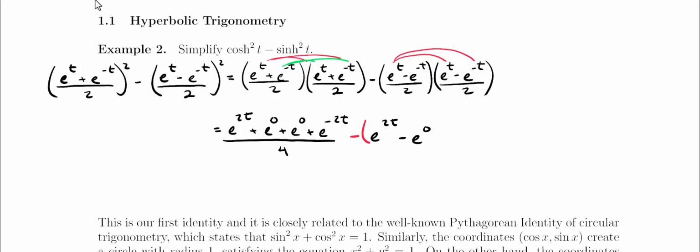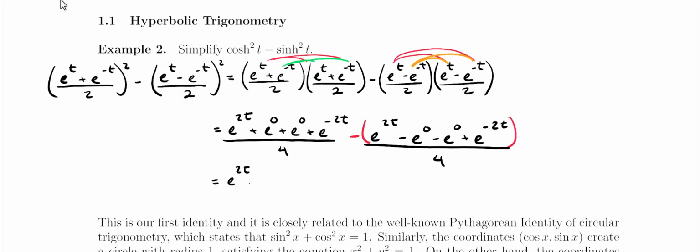multiplication. Now we have a negative e to the negative t times an e to the t, which is giving us another e to the 0. And lastly, negative e to the negative t times e to the negative t, which will give us a positive e to the negative 2t. And everything was divided by 4. Okay, now simplifying everything here, we're going to have e to the 2t plus 2 plus e to the negative 2t divided by 4.